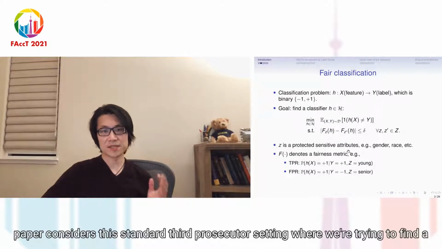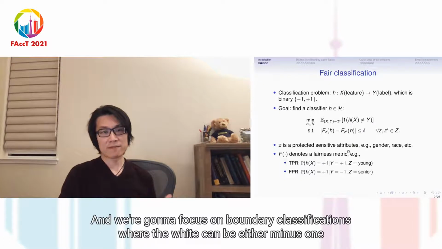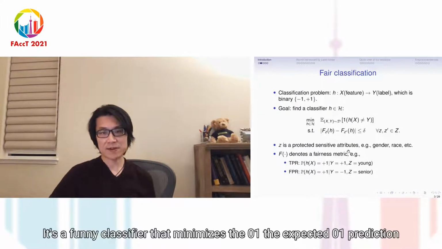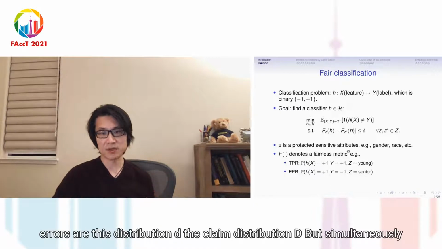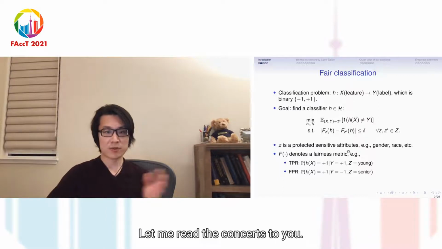Our paper considers this standard fair classification setting, where we are trying to find a classifier H that maps the feature X to label Y. We're going to focus on binary classification, where Y can be either -1 or +1. The goal is to find a classifier that minimizes the expected 0-1 prediction error on the clean distribution D. But simultaneously, we want the classifier H to satisfy a set of fairness constraints. Let me read the constraints to you.